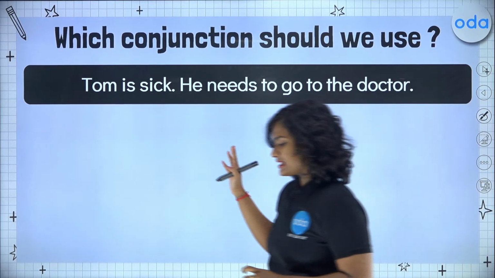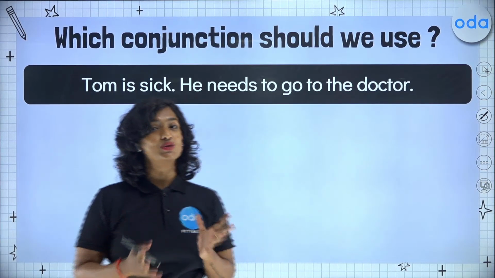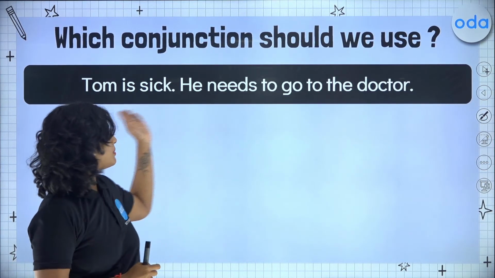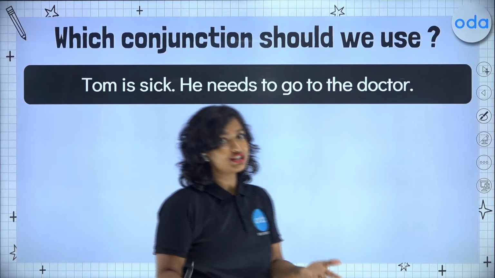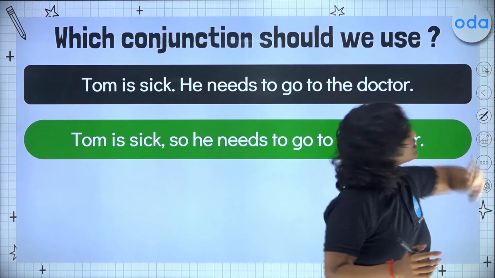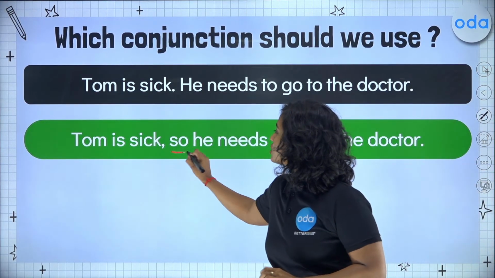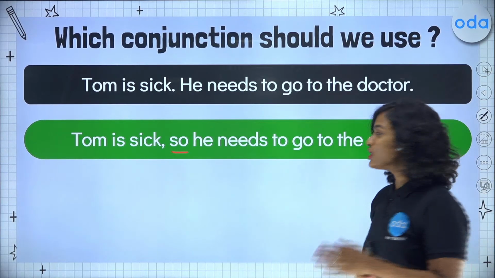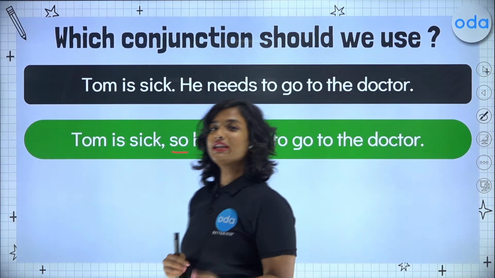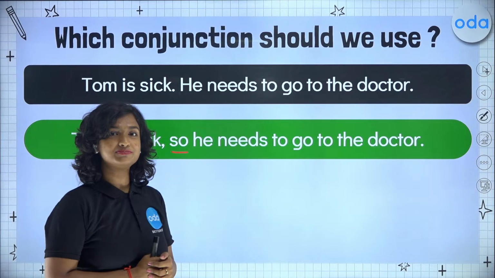If you notice, there is a clear consequence relationship here. Tom is sick, which is why he needs to go to the doctor. So we'll use our conjunction, which is so. Tom is sick, so he needs to go to the doctor.